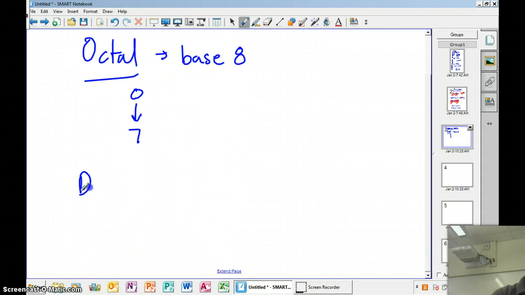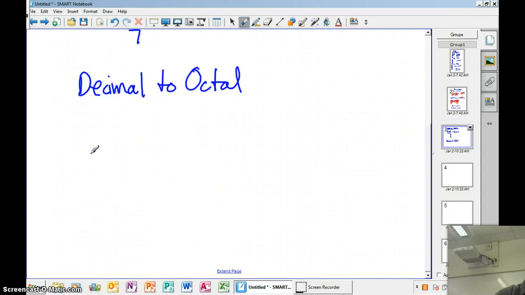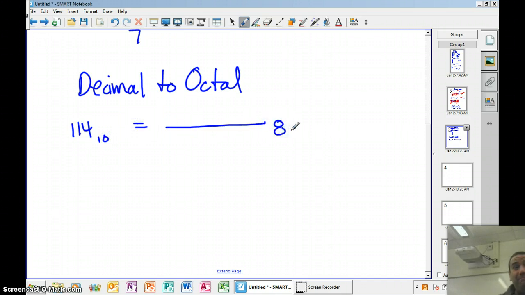Let's go from decimal to octal. Let's take a decimal number maybe that you're familiar with, like 114. I randomly made that up. Now I'm going to convert that to octal. I said binary would be our middle ground, so we're going to take 114 and convert it to binary first, and then convert it to octal. That's our plan.